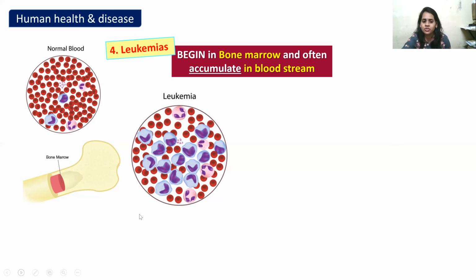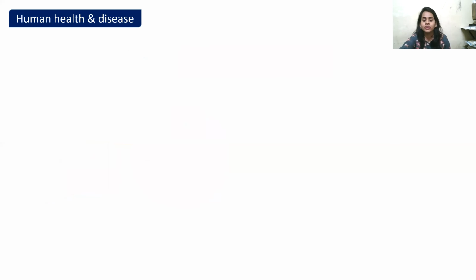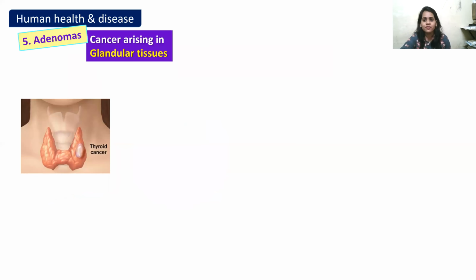So it starts producing abnormal WBCs, which get increased a lot, multiply a lot, and ultimately a person develops a blood cancer, which is called leukemia. And the last one is adenoma, which is a cancer which arises in the glandular tissues, like in your glands, like your thyroid gland, pituitary gland, adrenal gland, any of the glands.